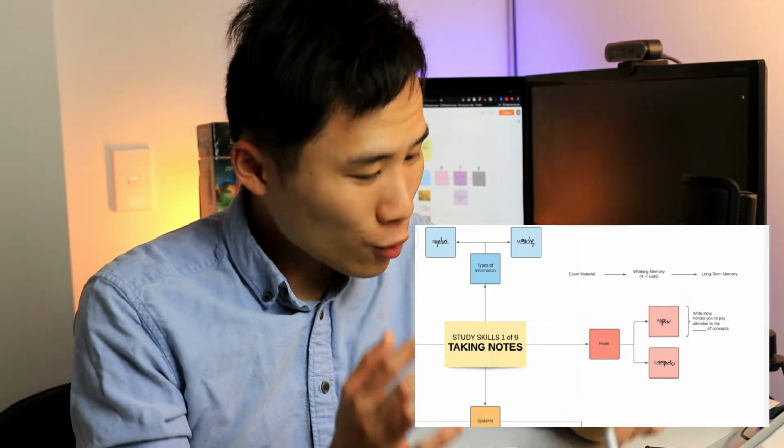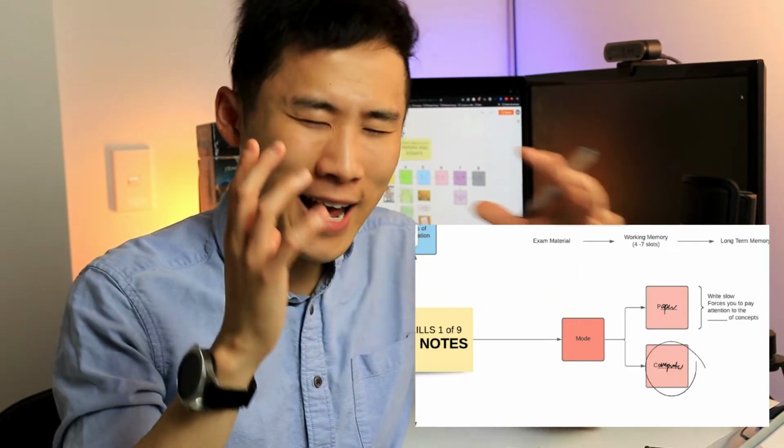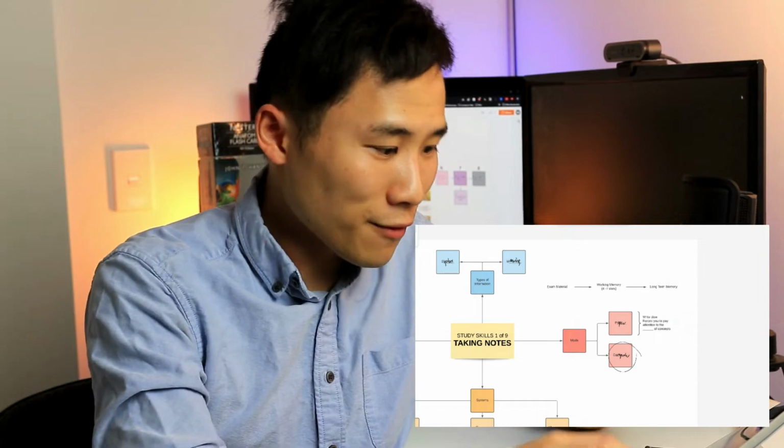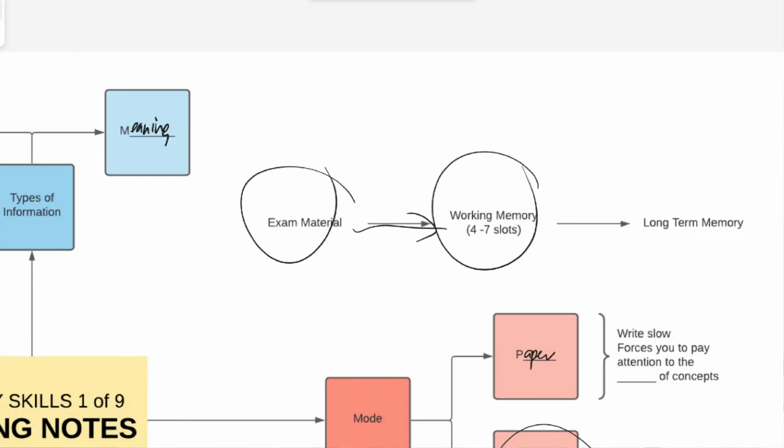Now first of all, talking about the computer side of things. When a lot of students use a computer to type at the moment, they actually go into a passive mode. Yes, they can transcribe a lot of stuff, but our working memory only has a limited number of slots that can process information. So here, if you focus on here, we've got our teacher teaching us the exam material, then it gets shoved to our working memory, which has about maybe 4 to 7 slots at once.